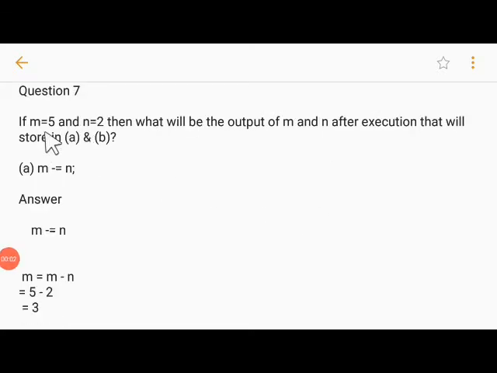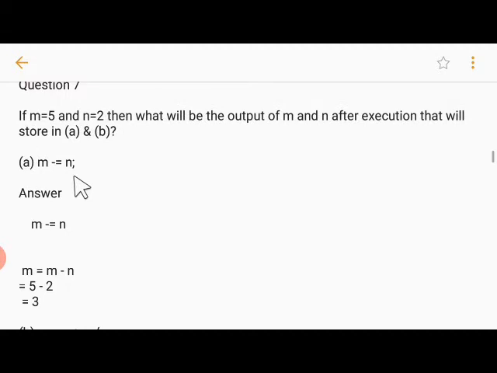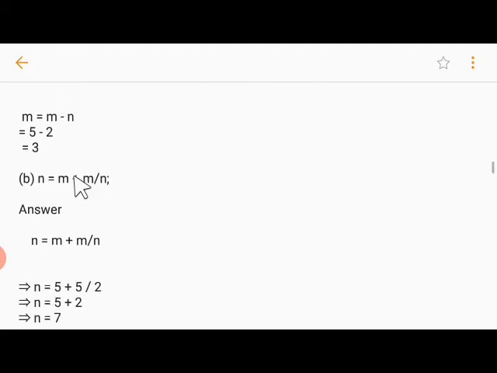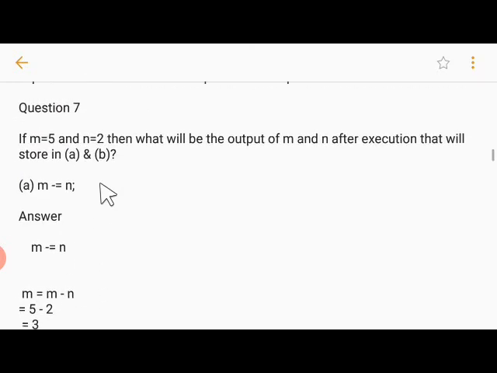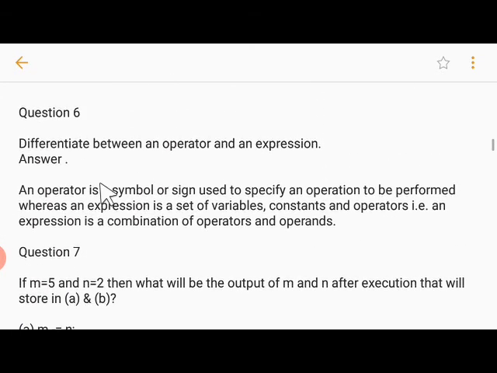Now students, question number 7. If m = 5, n = 2, then what will be the output of m and n after the execution? What will be stored in a and b? These expressions: m -= n, and the second one, which is b, is n = m + m / n.